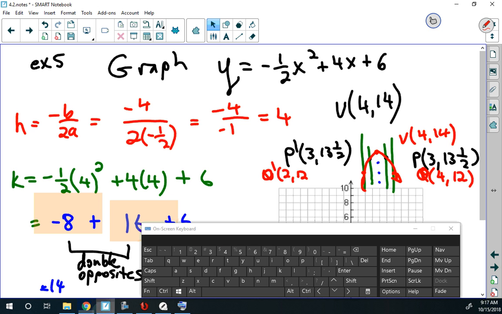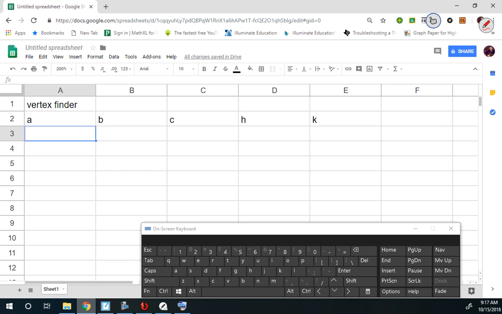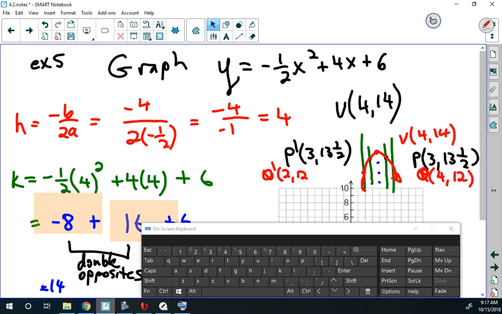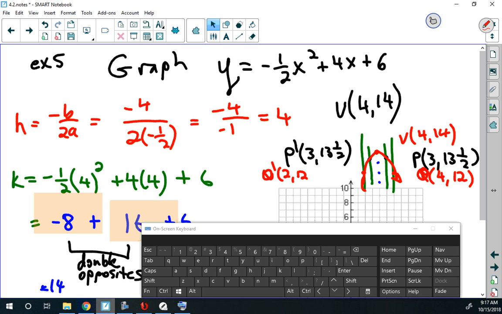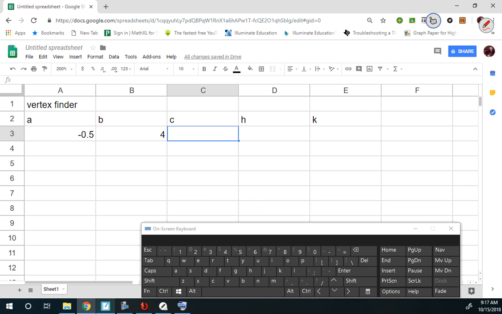So let's look at that last one. My A value is -0.5. On that last one, my B value is 4. And my C value on that last one was 6. Okay? Everybody see what I got going on here?